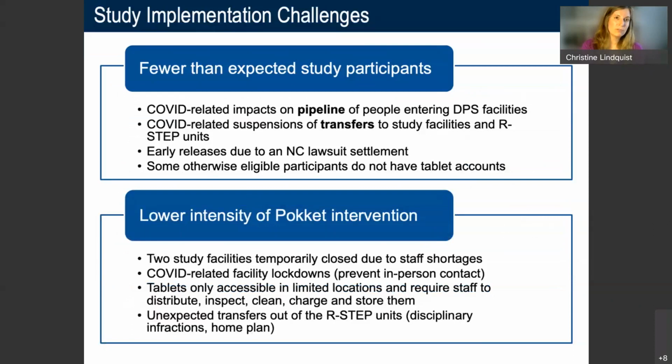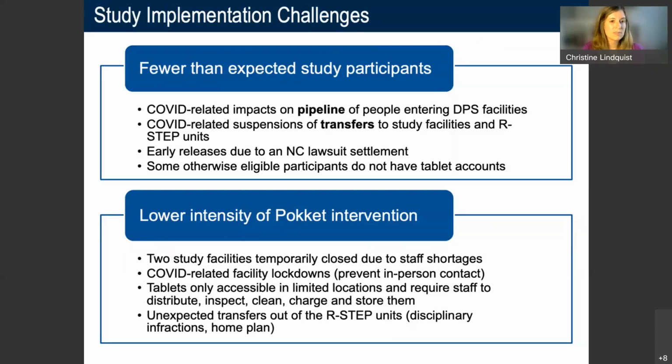So we've encountered 2 main study implementation challenges, which I'm sure many of you who do reentry research are familiar with. The first is fewer than expected study participants, and this is largely because of the impact of COVID. Many court operations were suspended for quite some time, and that affected the pipeline of people entering DPS facilities. But then also there were huge issues with transfer. So even when people began to get sentenced, they often were not transferred to the facility where they would be serving their sentence.